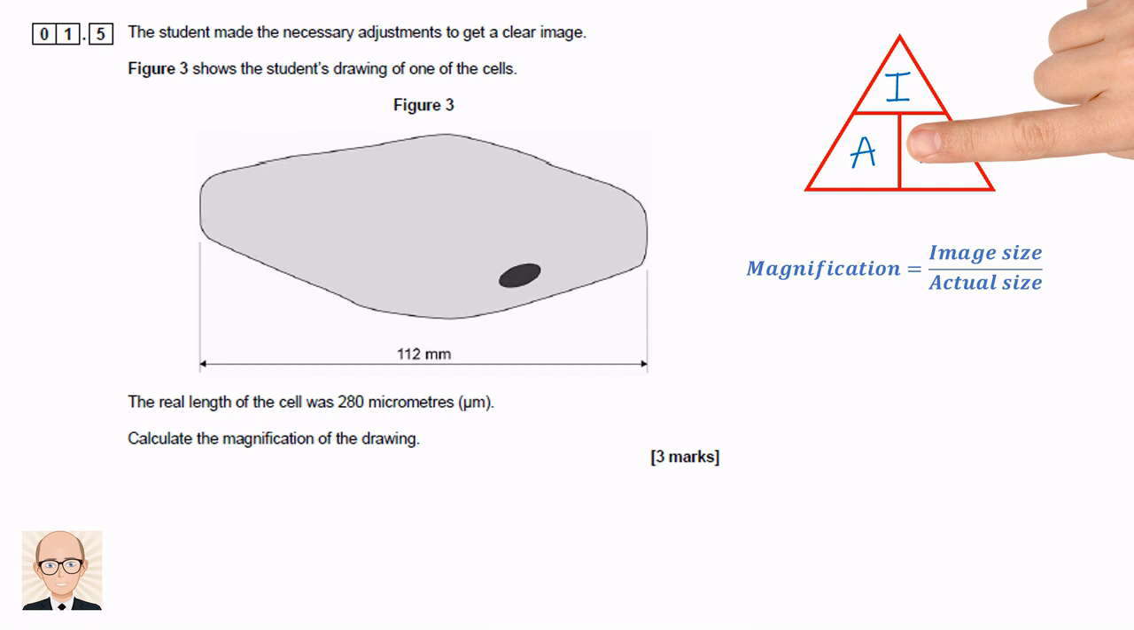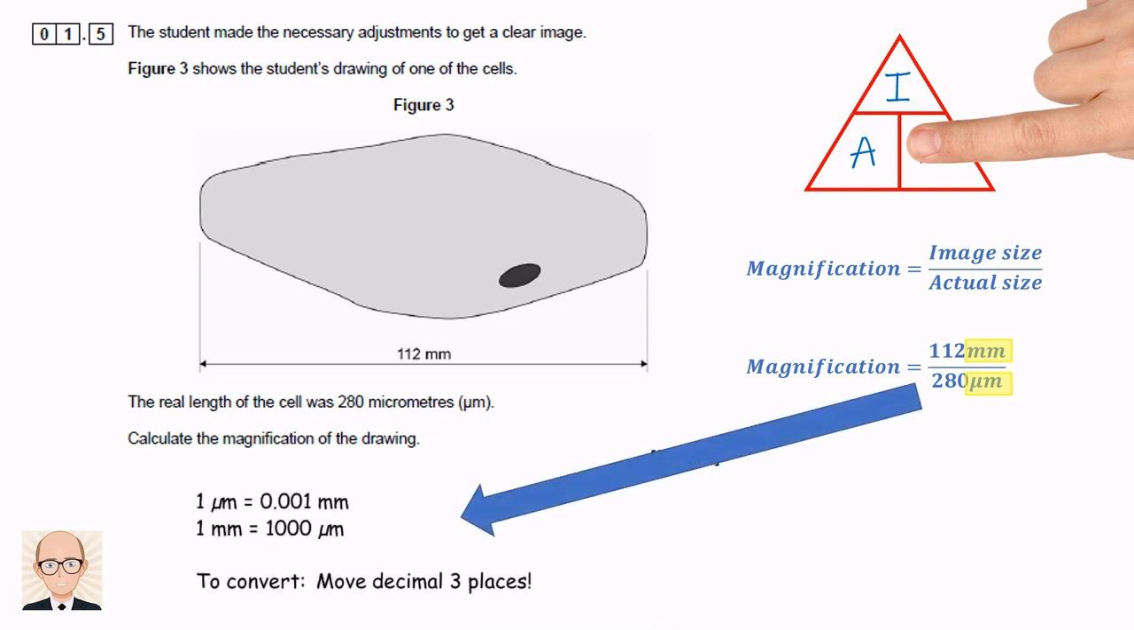So now we have the equation, we just plug the values into it from the question. But before we carry out the calculation, we absolutely have to make sure that the units of the measurement are the same for each dimension. We can see that the image size is in millimeters, but the actual size is in micrometers, and it's really important that we convert one of these units so that they're both the same, otherwise the equation won't work.